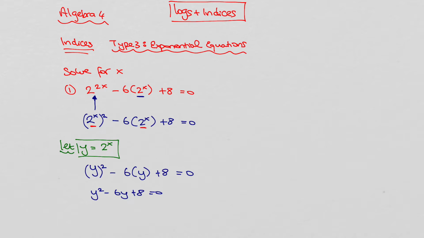So in other words, I'm going to say, well, if I take that equation, y squared minus 6y plus 8 equals 0, well, what multiplies to give me 8 and adds to give me minus 6? Well, that must be minus 4 and minus 2. So if I replace minus 6y with those two values, I have y squared minus 4y minus 2y plus 8 equals 0.